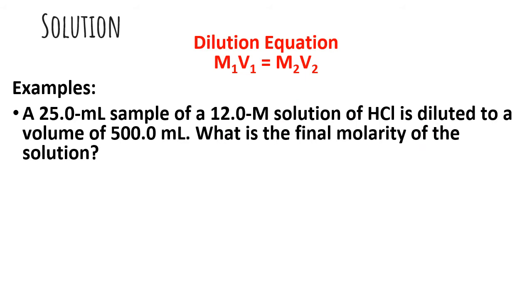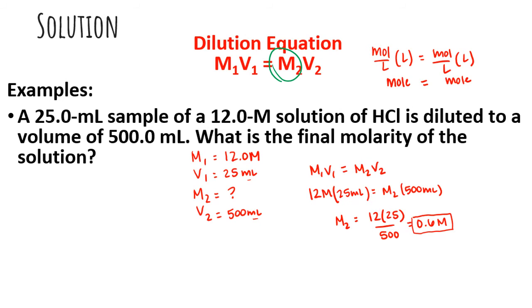So for example, we have a 25 milliliter sample of a 12 molar solution of HCl, and it is diluted to a volume of 500 milliliters. What is the final molarity? So we are solving for M2. All right, so I'm going to plug in M1, which is 12 molar, V1, which is 25 milliliters. I'm going to set that equal to M2, my unknown. That's what I'm solving for. And then V2 is 500 milliliters. As long as both volumes are the same, I can keep them in milliliters. So I'm going to solve for M2, and I get 0.6 molar.